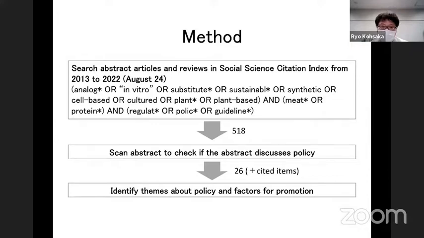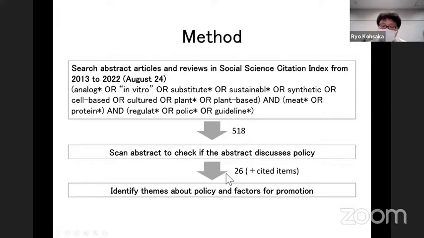So these are the keywords I chose to find the literature on cultured meat and policy promotion. You can find the keywords related to cultured meat in the first parenthesis. Then I put meat, protein, and combined these with words related to policy, regulations, and guidelines. The time period is from 2013 to 2022. Then I found 518 papers through the search of the abstract.